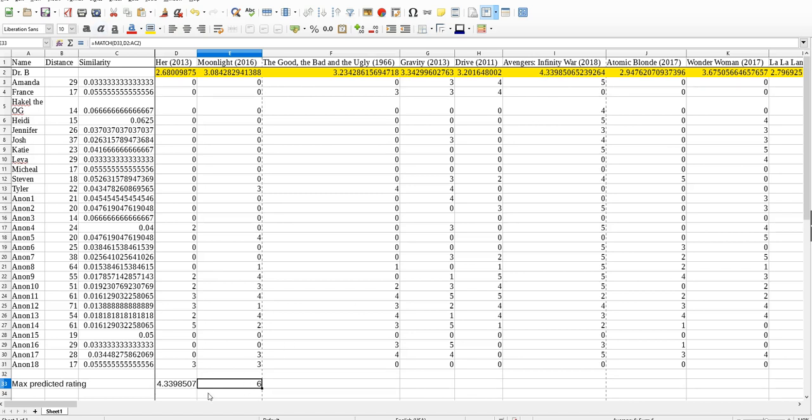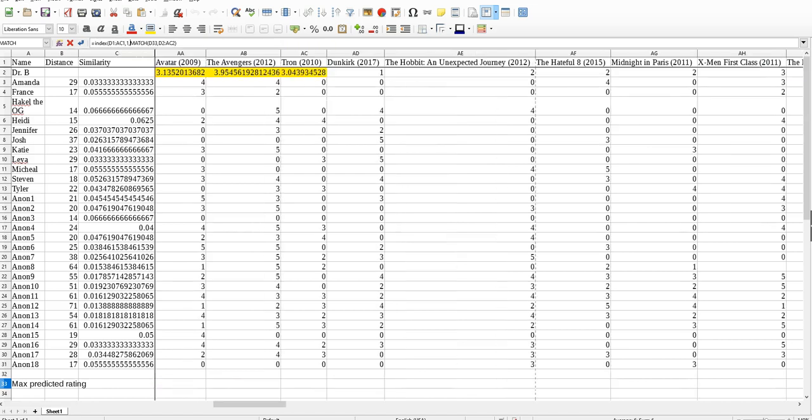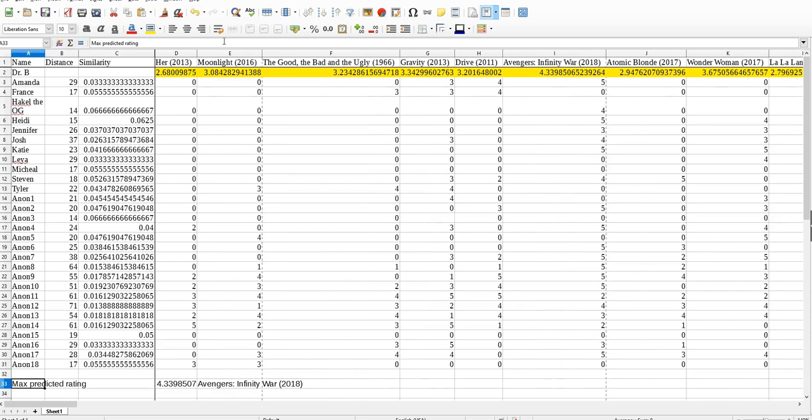And then, instead of having to count ourselves, we can actually look up the movie title. So I'm going to look up in this range. In the first row, I want to find the 6th title. So it tells me that the maximum predicted rating, based on what you all said about each of these movies, is a 4.339 for Avengers Infinity War.